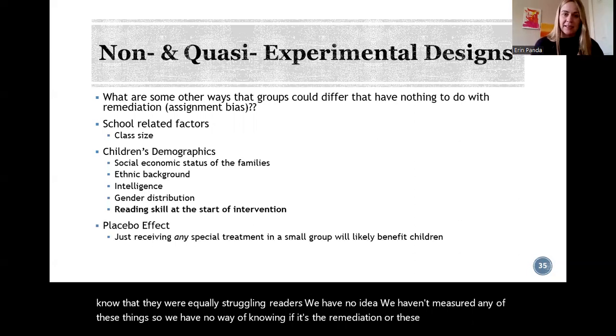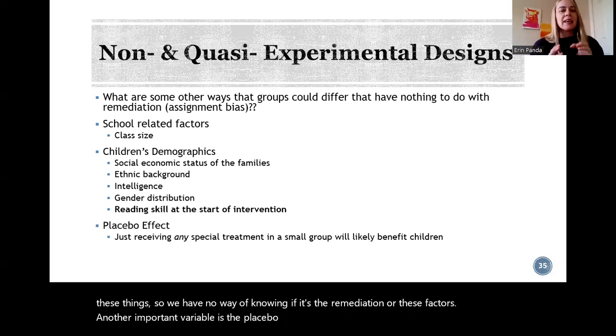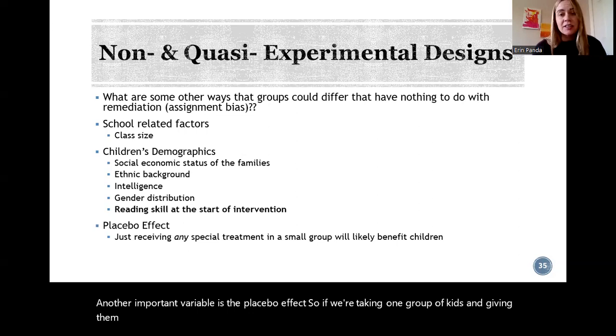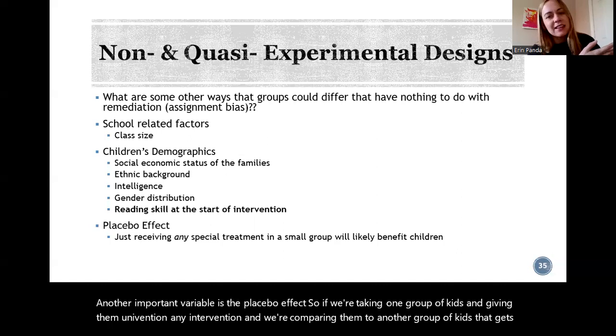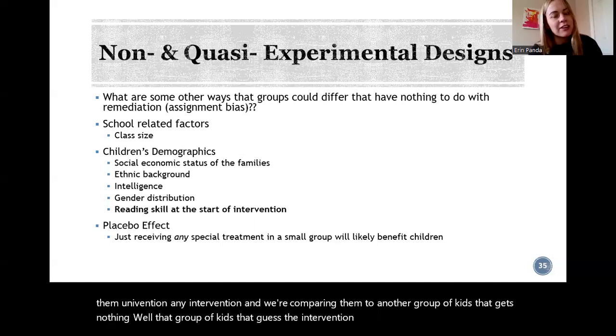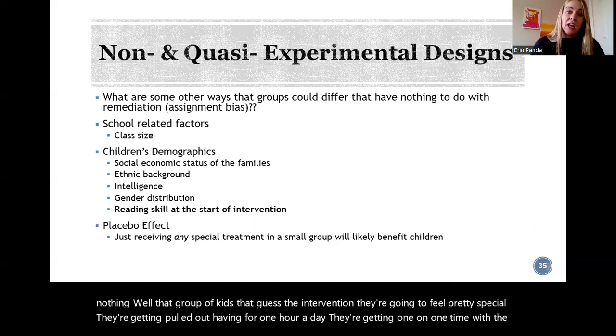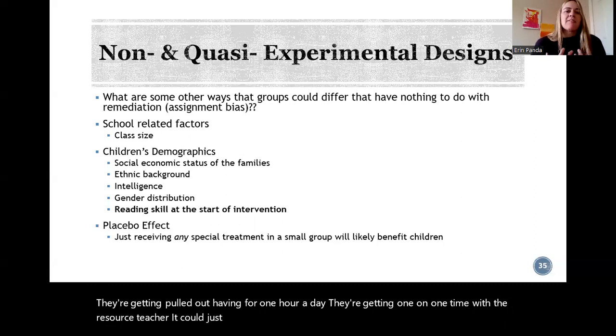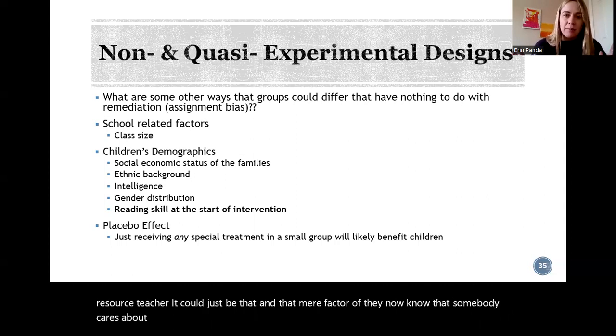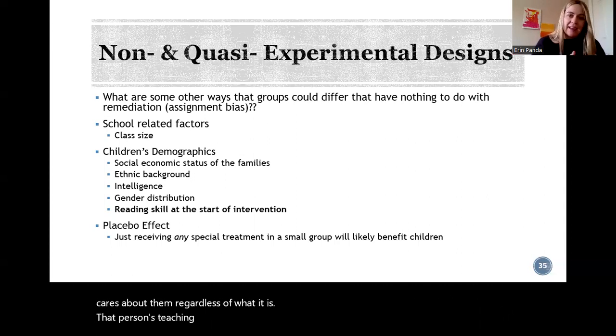Another important variable is the placebo effect. So if we're taking one group of kids and giving them an intervention, any intervention, and we're comparing them to another group of kids that gets nothing, well, that group of kids that gets the intervention, they're going to feel pretty special. They're getting pulled out for 1 hour a day, they're getting one-on-one time with a resource teacher. It could just be that, and that mere factor of they now know that somebody cares about them, regardless of what it is that person's teaching them. It could be that that is explaining the difference between groups.